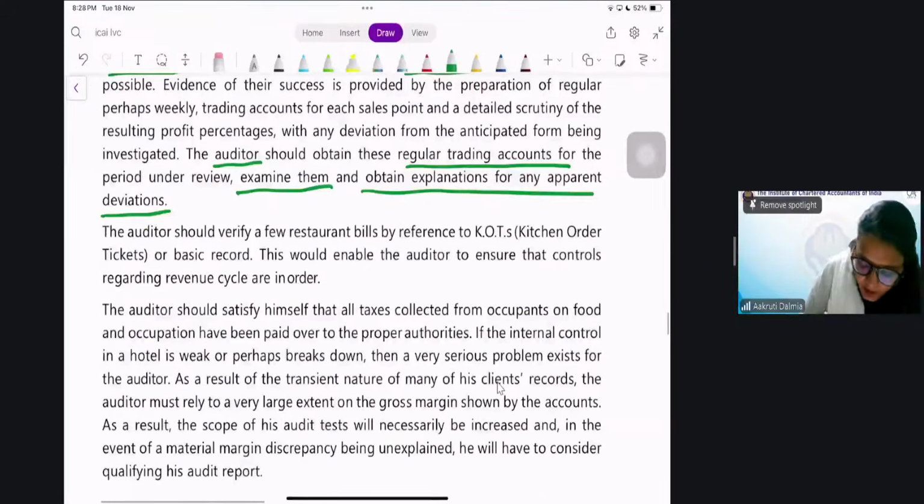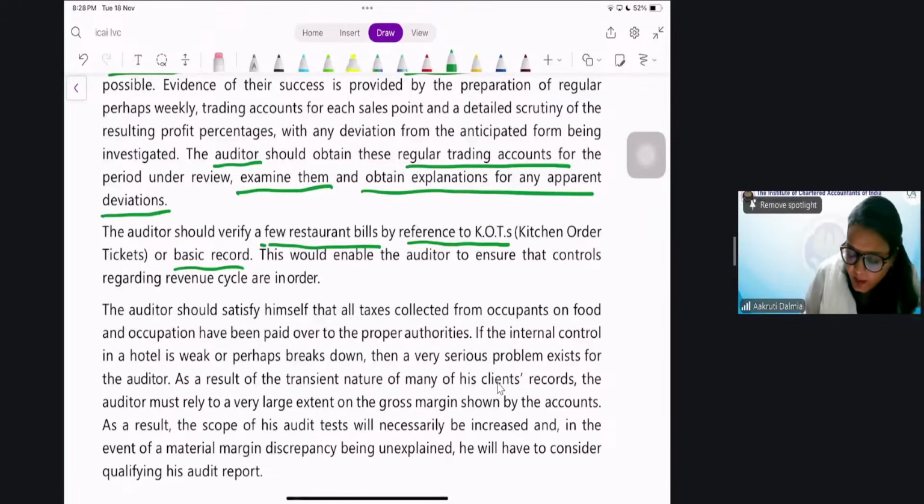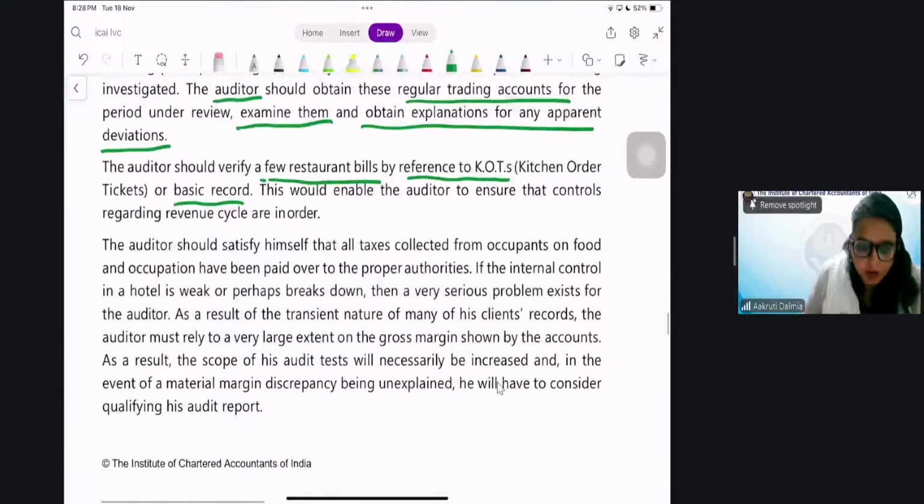The auditor should verify a few restaurant bills with reference to KOT, kitchen order tickets, or some basic records. This would enable the auditor to ensure that controls regarding the revenue cycle are in order. The auditor should satisfy himself that all taxes properly collected from occupants on food and occupation have been paid over to the proper authorities. If the internal control of a hotel is weak and perhaps breaks down, this is a very serious problem.